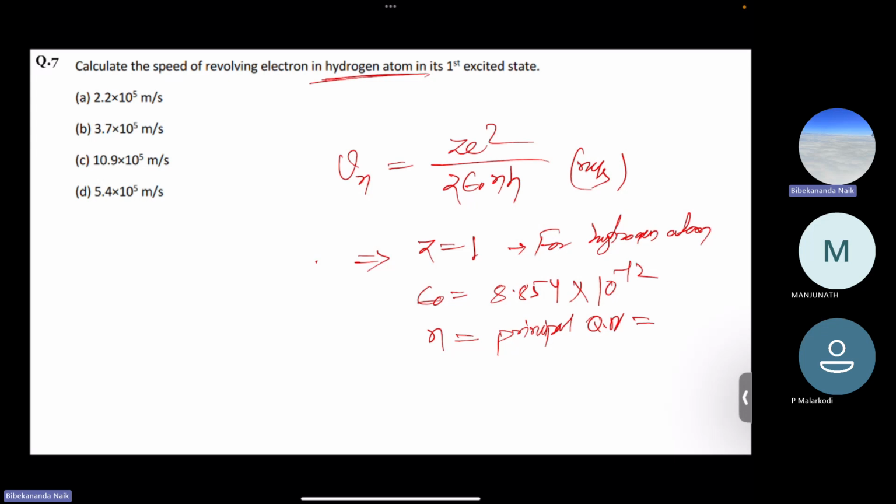Yes, it will be 2, because for the ground state the value of n is 1, for the first excited state the value of n is 2. Now h, we know it is Planck's constant, 6.64 into 10 to the power minus 34 joule second. And the formula for epsilon 0 is Coulomb square by Newton meter square, is not it?